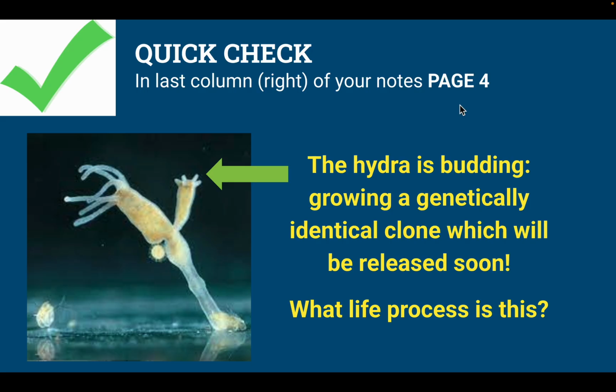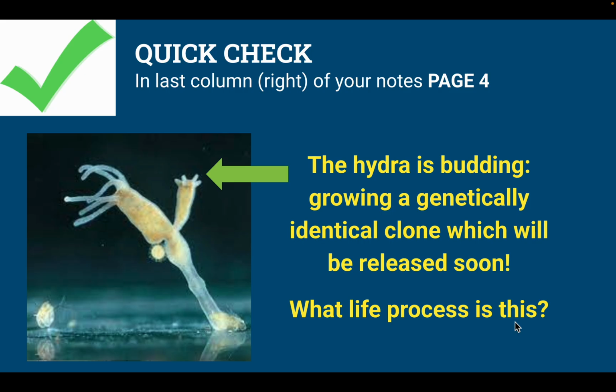All right, I've got a quick check for you. So in the last column of your notes, page 4, we're squeezing this one in on page 4. The hydra is budding. So here is a picture of a hydra in an aquarium. That's this organism. And this is its little bud. This bud is growing a genetically identical clone, which will be released soon. What life process are we showing here? Where we have the hydra and it is creating this clone that will be released and float off to go live somewhere else.